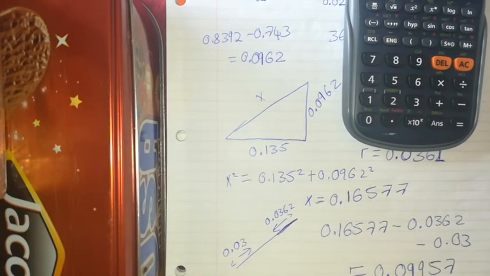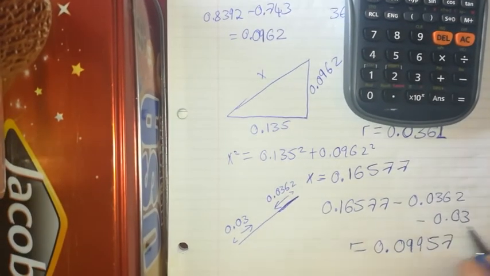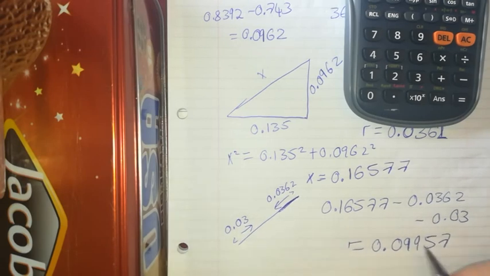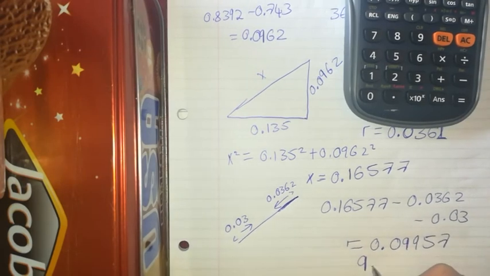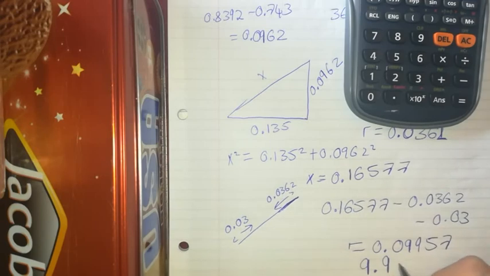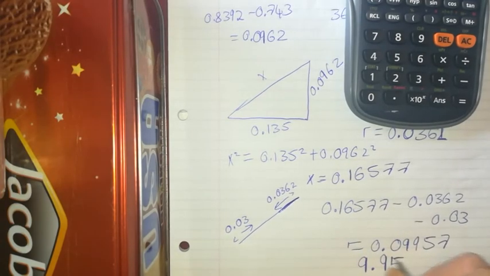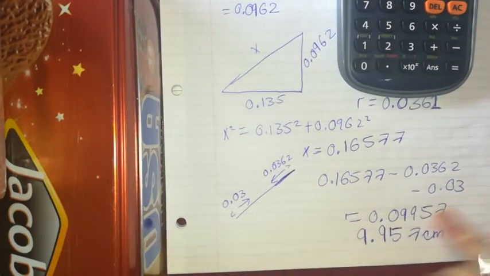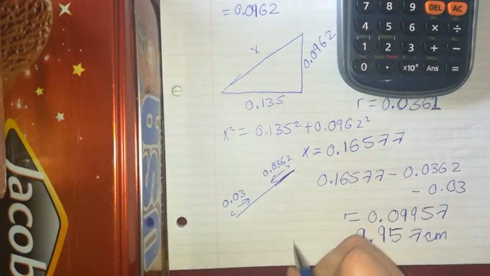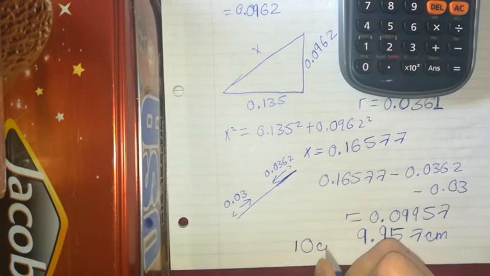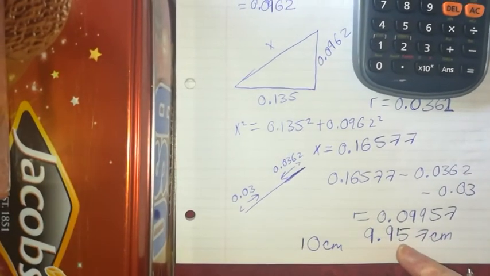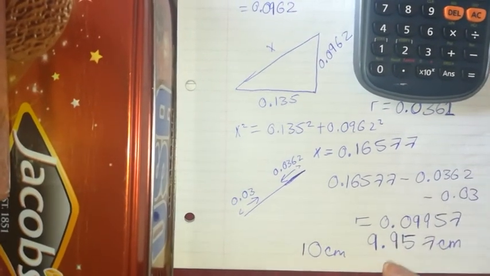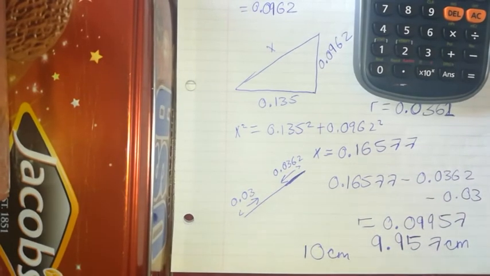But they asked for your answer in centimeters, correct to one decimal place. So that's going to be 9.957 centimeters. Well, that's going to round to 10 centimeters, because to one decimal place it would just go to 10. So that is our answer for that.